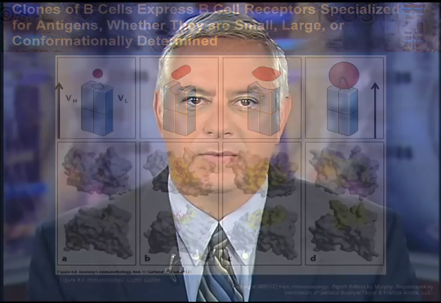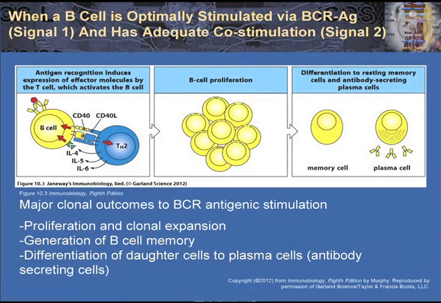So when a B cell is optimally stimulated via a BCR interaction with antigen, and then there's enough second signal, or co-stimulation, what happens? We see this in the first panel at left. The B cell has engaged its antigen. You can see the cross-linking of an antigen receptor. And so there's a whole process that occurs. We'll go into greater length, but that's signal 1.